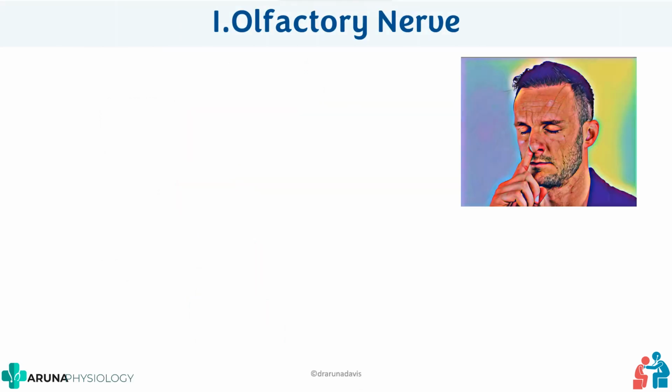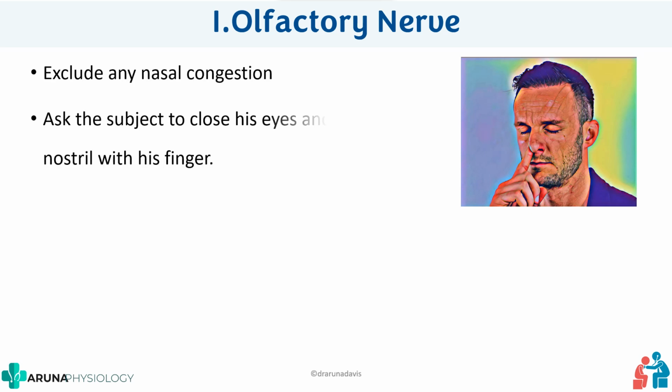We know that our first cranial nerve is the olfactory nerve, and the olfactory nerve is meant for smell. So how do we test that? Obviously by asking the subject to smell something. There are some important things we have to ensure before examining the olfactory nerve. First, we have to exclude any nasal condition, and then ask the subject to close his eyes and close one nostril with his finger, like this.